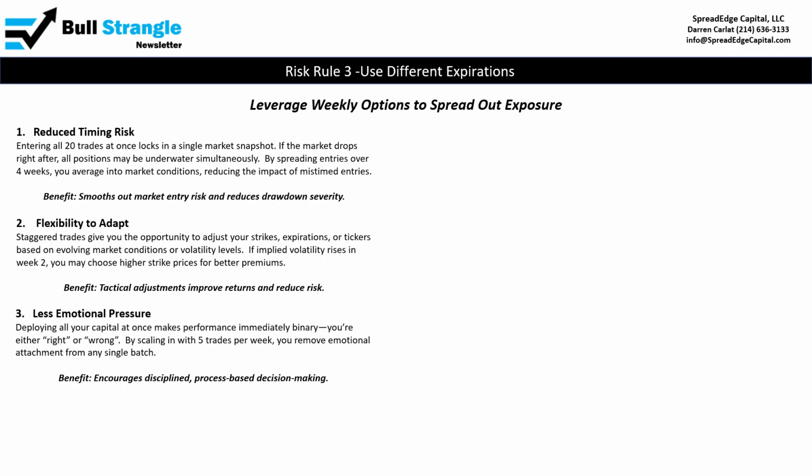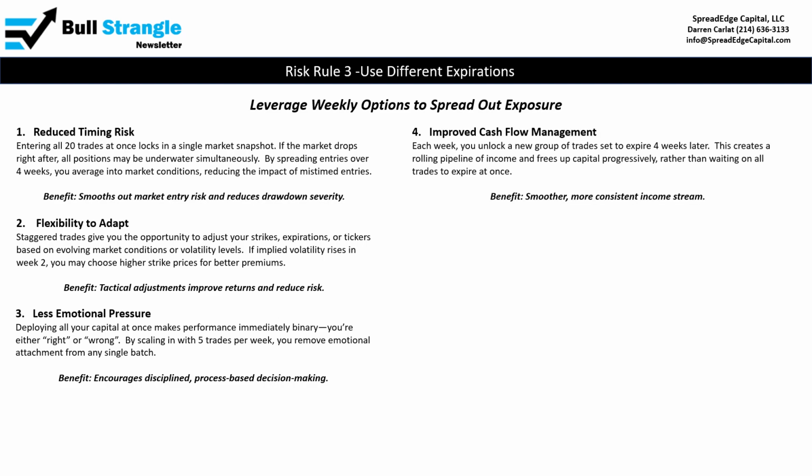The third item here is less emotional pressure. Deploying all your capital at once makes performance immediately binary. You're either right or wrong. By scaling in with 5 trades per week, or whatever your number is, you remove emotional attachment from any single batch. Again, the benefit here is it encourages disciplined, process-based decision making.